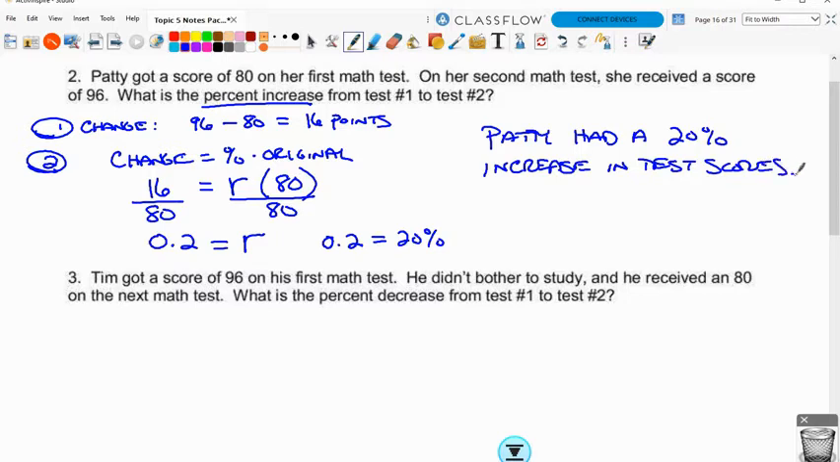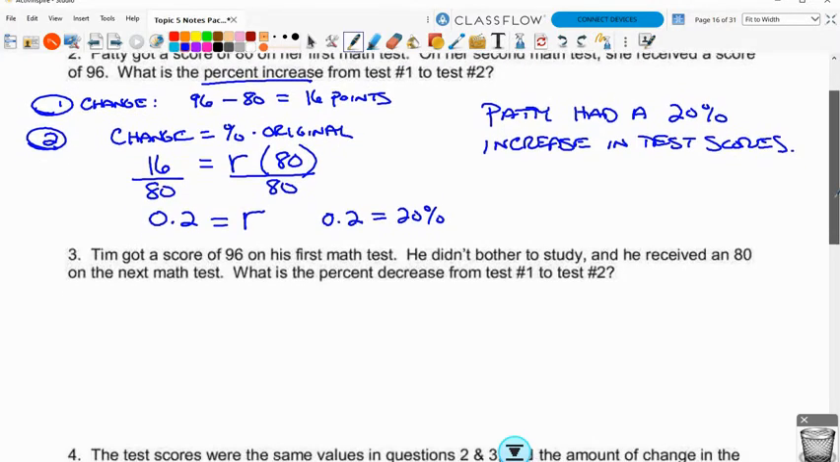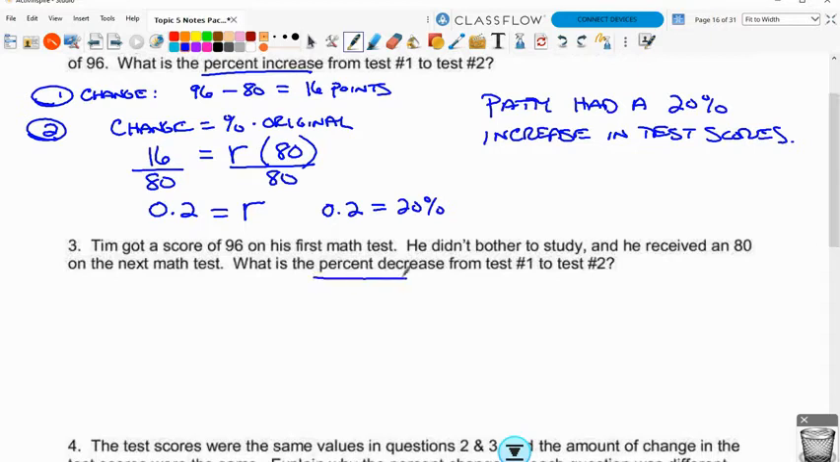Okay? Now to follow that up, question 3 says, Tim got a score of 96 on his first math test. He didn't bother to study and he received an 80 on the next math test. What is the percent decrease from test 1 to test 2? Notice this time our original score was 96. The next score was 80. Since that went down, we're finding a percent decrease, but the process is still the same.